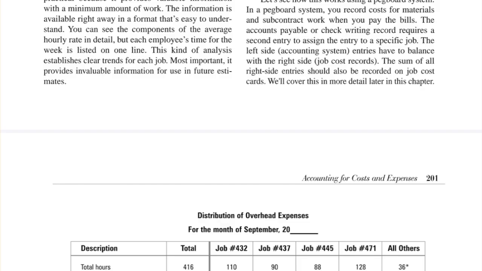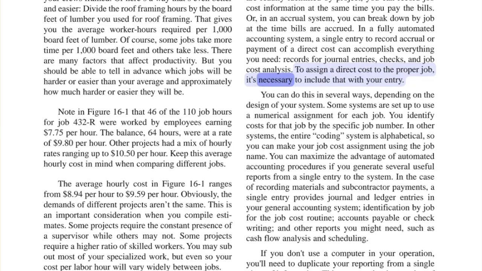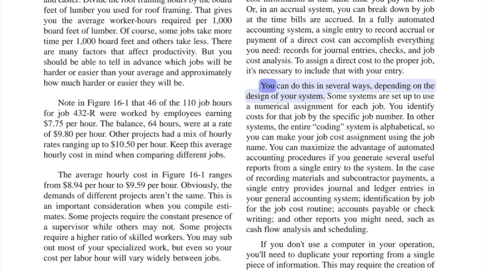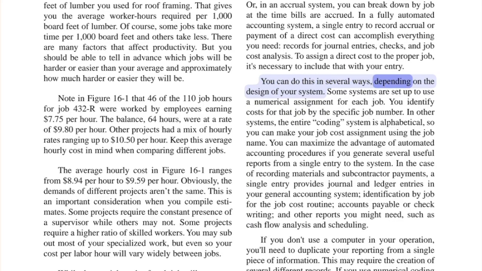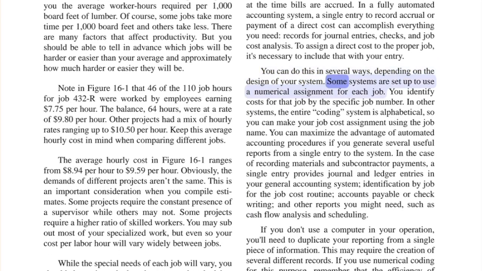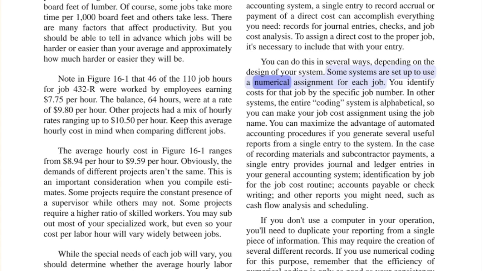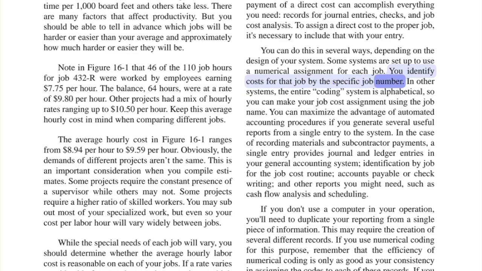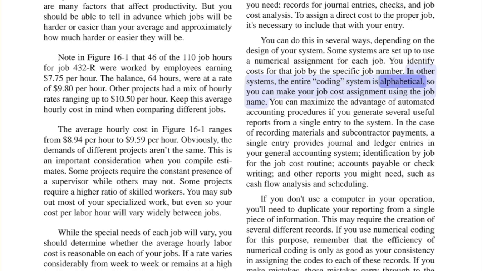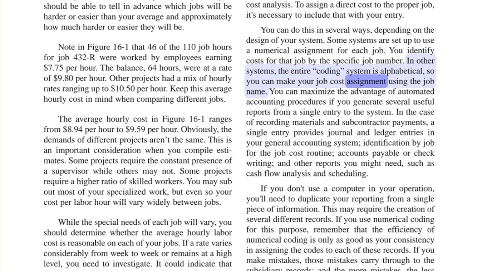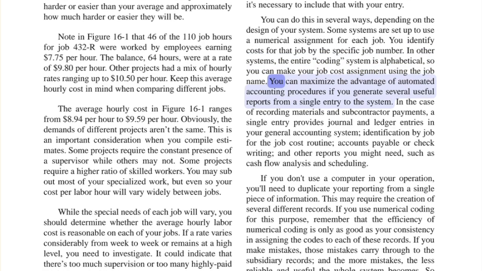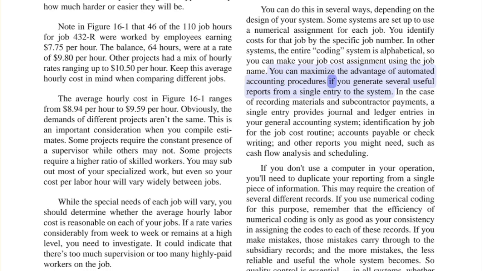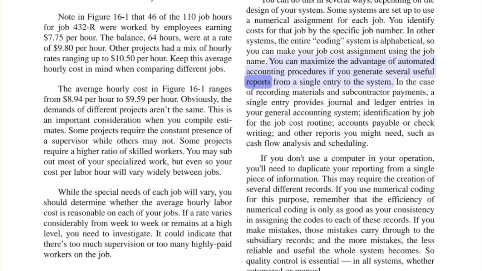To assign a direct cost to the proper job, it's necessary to include that with your entry. You can do this in several ways, depending on the design of your system. Some systems are set up to use a numerical assignment for each job. You identify costs for that job by the specific job number. In other systems, the entire coding system is alphabetical, so you can make your job cost assignment using the job name.